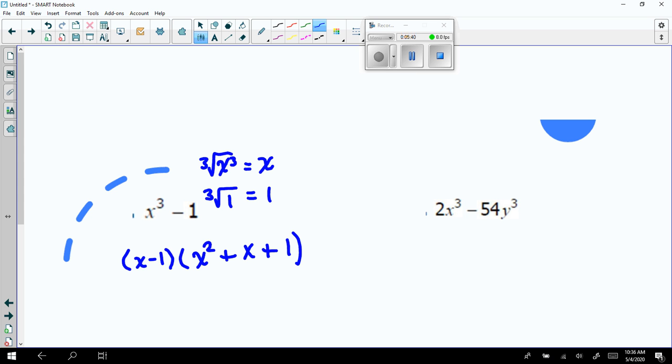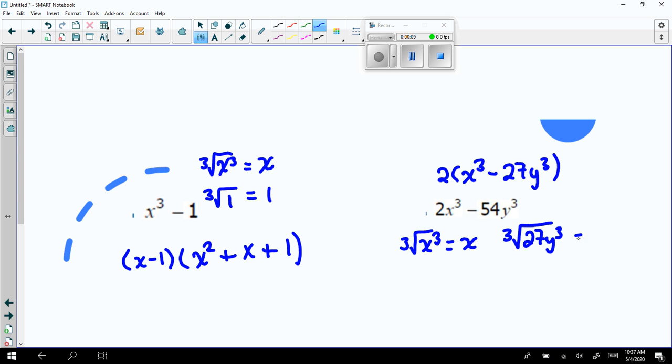Now for this one, I wanted to first factor out a greatest common factor. So remember, this is 2 times x cubed minus 27y cubed. I'm going to bring that 2 back in at the very end, but let's take the cube root. The cube root of x cubed is just x, and the cube root of 27y cubed is 3y. So remember, take the cube root of the number and the variable, and remember everything has to be a perfect cube.